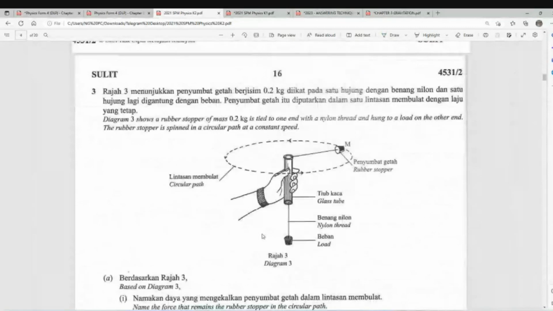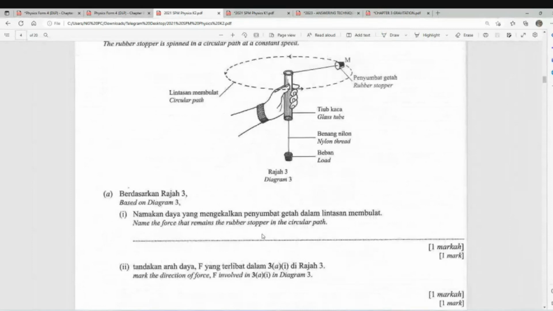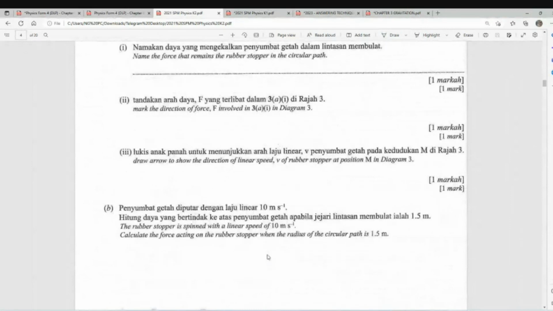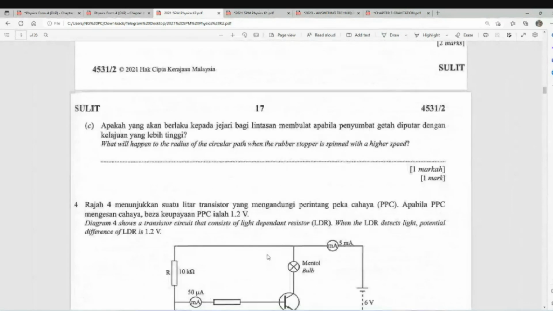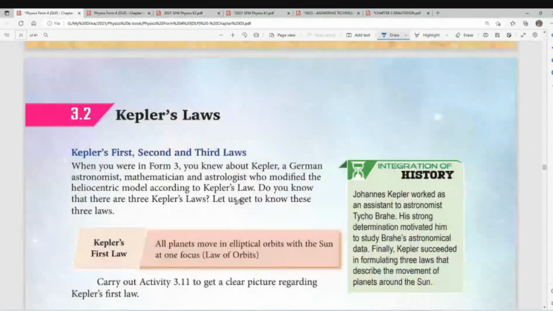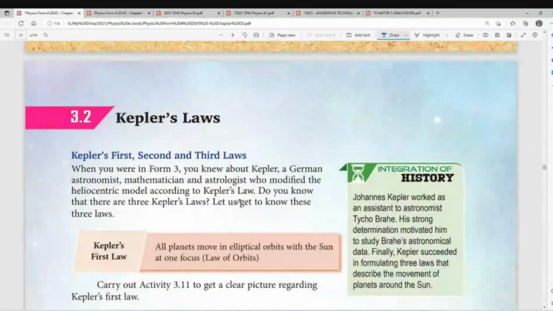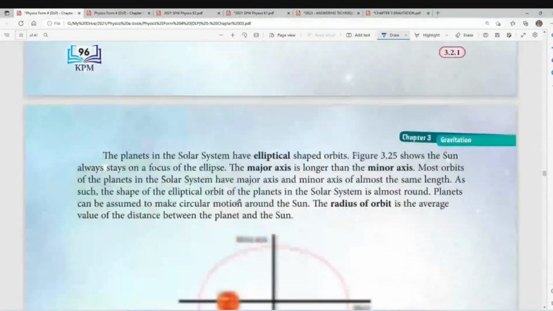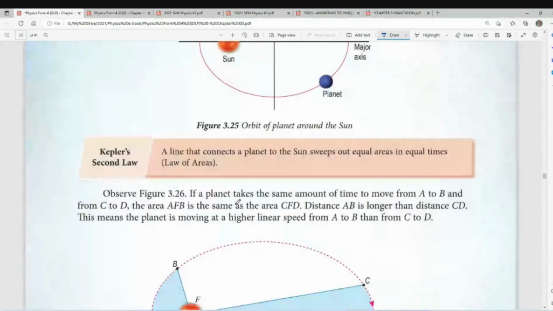Paper 2 was about the centripetal force, everything about the centripetal force. So Kepler's law wasn't there, so maybe you need to study more on this. I expect that if they ask about chapter 3 this year, they may focus more on Kepler's law or they may focus more on the satellite. So make sure that you are able to differentiate all three laws here.